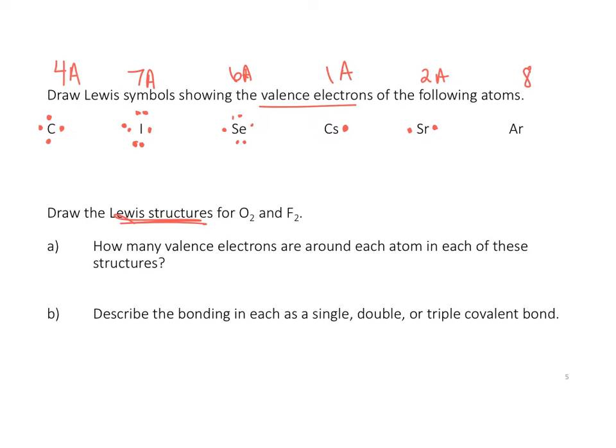Argon is in group 8A. It has a complete octet. It will not participate in bonding because it's a noble gas and it has a complete octet, and it has 8.